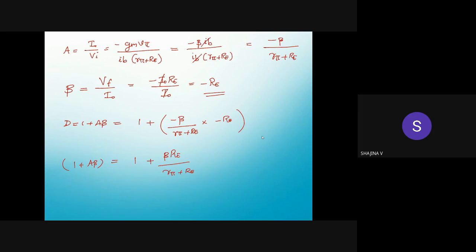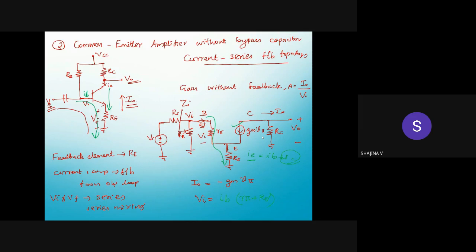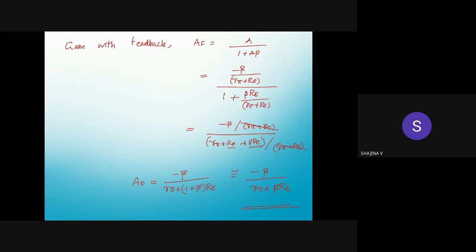1 plus A beta. After that, gain with the feedback is equal to gain without feedback divided by 1 plus A beta. Okay. So this AF is actually I naught divided by VS. Okay. Gain with the feedback, it is I naught divided by VS that we calculated here.